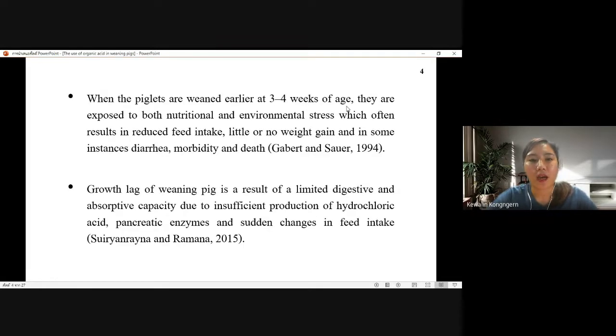When piglets are weaned early, at 3 to 4 weeks of age, they are exposed to both nutritional and environmental stress, which often results in reduced feed intake, little or no weight gain, and in some instances diarrhea, morbidity, and death. Growth lag of weaning pigs is a result of limited digestive and absorptive capacity due to insufficient production of hydrochloric acid, pancreatic enzymes, and sudden change in feed intake.